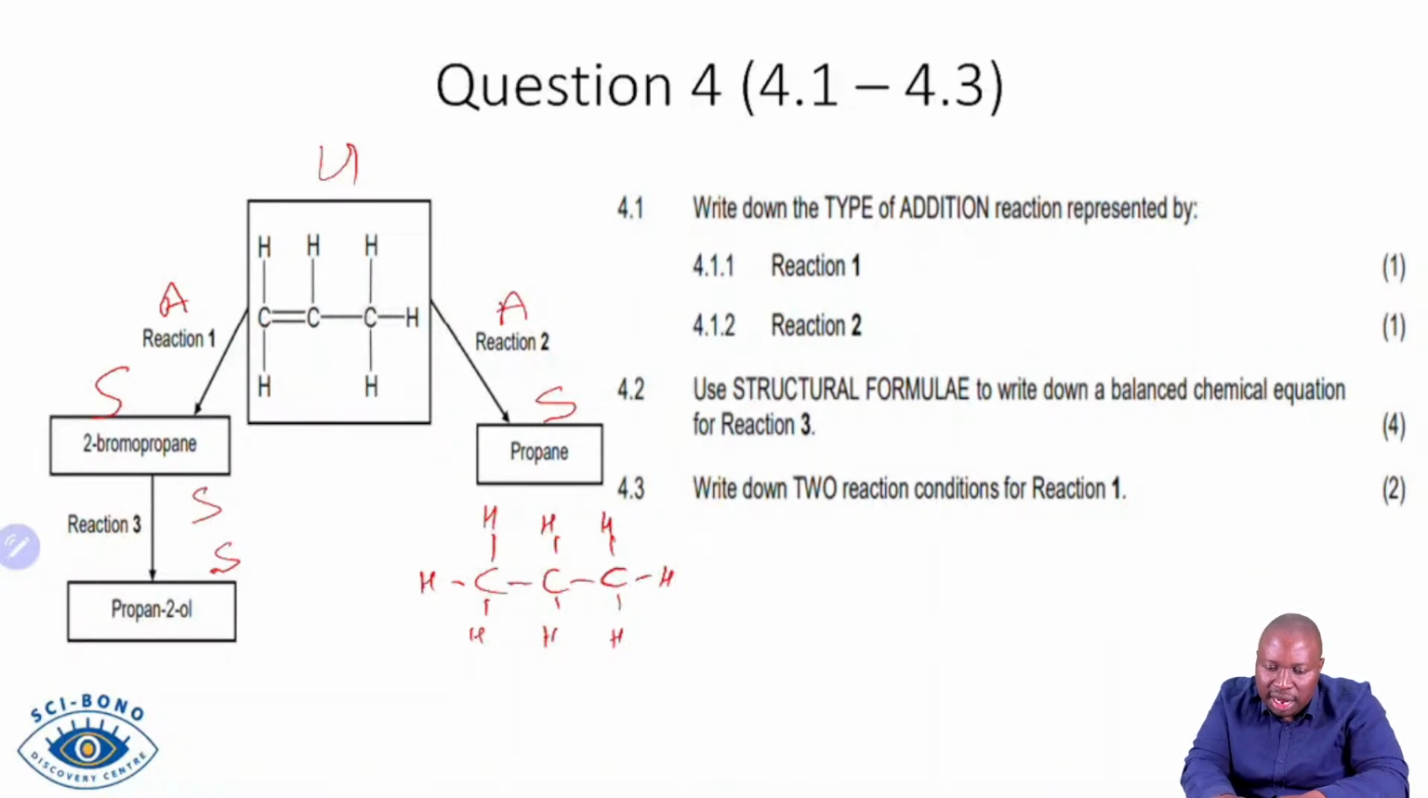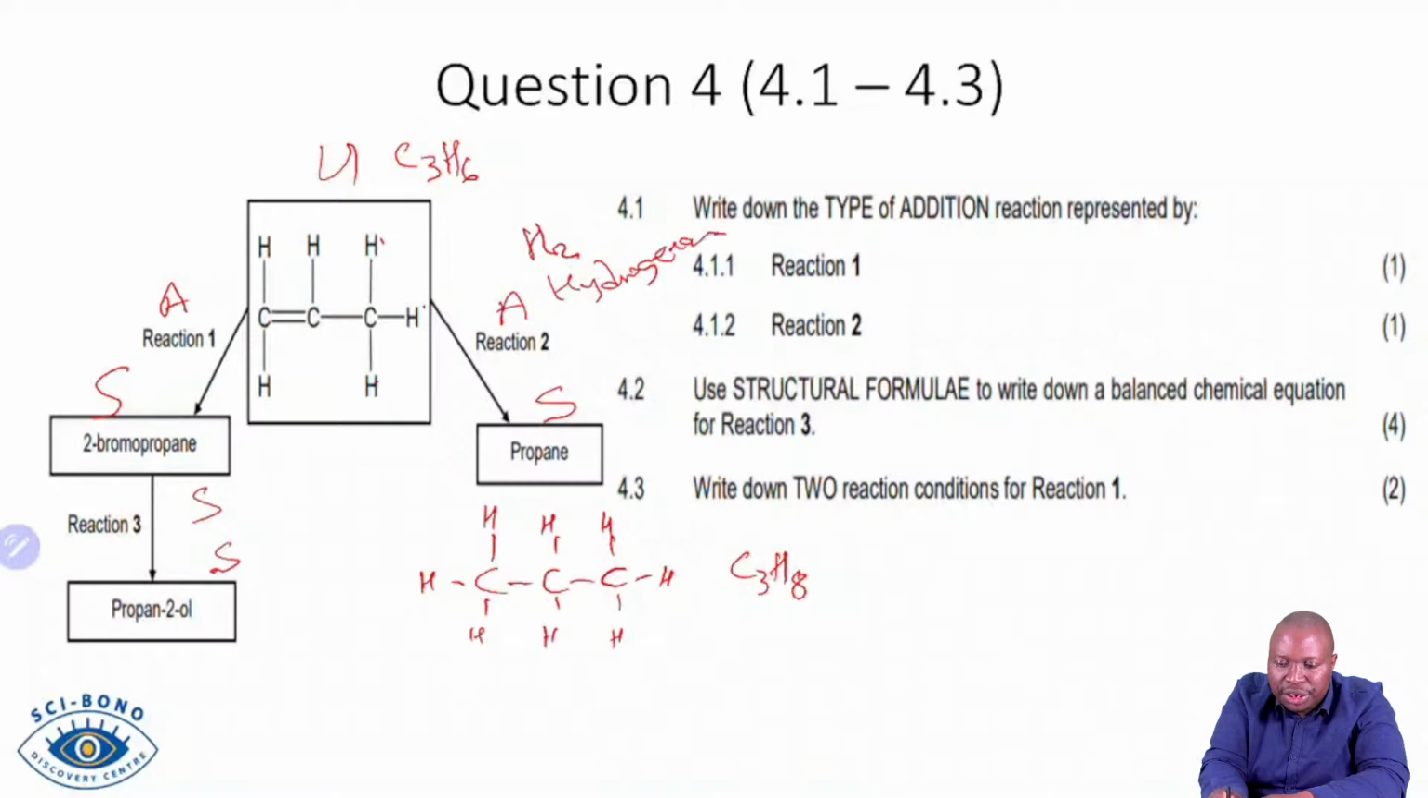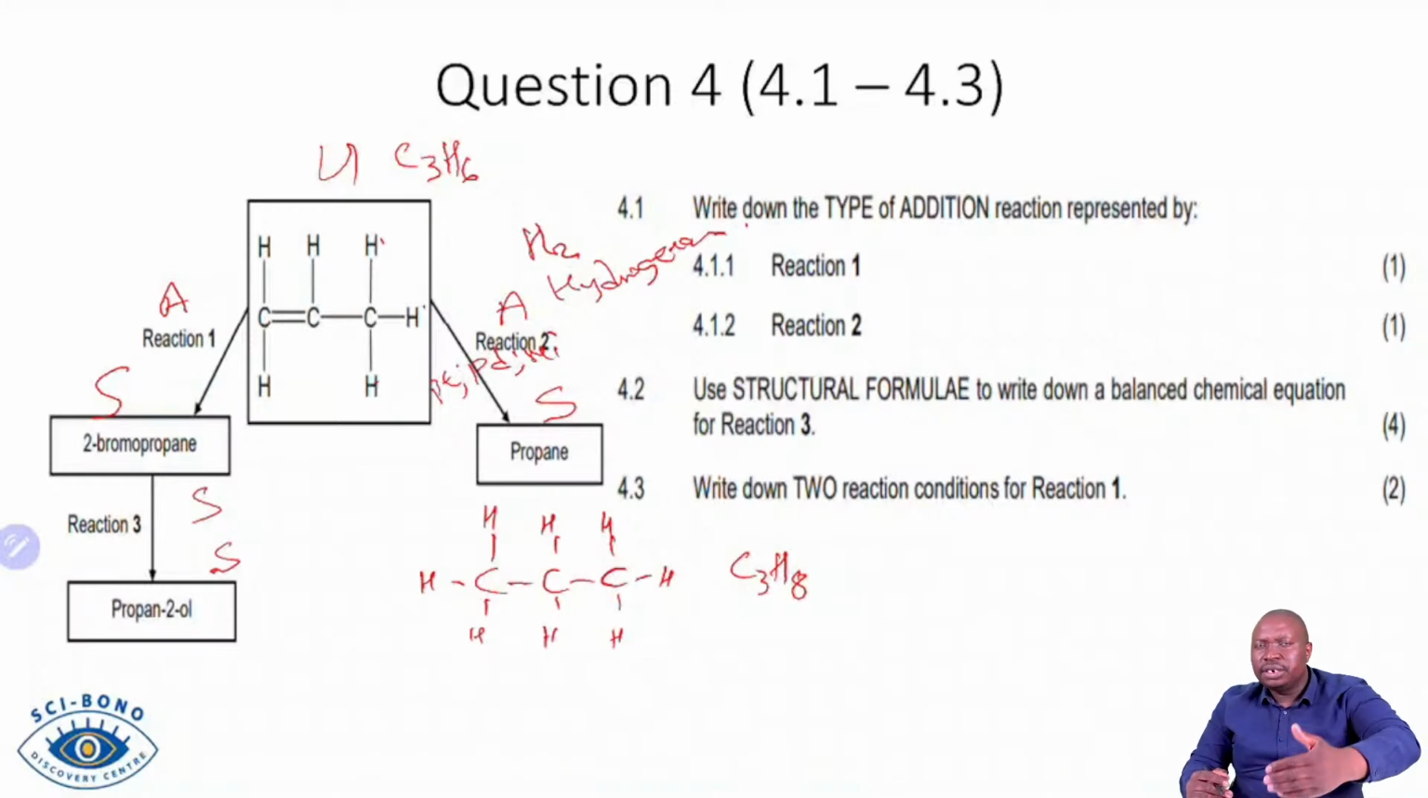We had 3 carbons. This was C3. How many hydrogens? 1, 2, 3, 4, 5, 6. So it was C3H6, but this one now is a C3, but it's H8. So you can see that the number of hydrogens has increased by 2, which means that we have added H2. And when we add H2, we said it's hydrogenation. And for hydrogenation, we said we use platinum, palladium, or nickel as our catalyst. So it becomes easier for you when you draw the structure and check what is different between those structures.